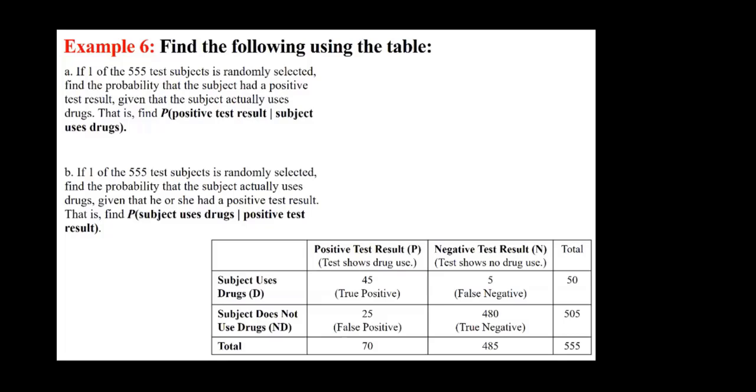So we are given the table. And again, to make life easy, we are using D to represent subject using drugs, N, D not using it, and then P for positive and N for negative, just to make life easier. And of course, the table has everything, including the total row and total column. So we have all of them. So when we look at the first one, the probability of P given D, by definition, is the probability of P intersection D over the probability of D.